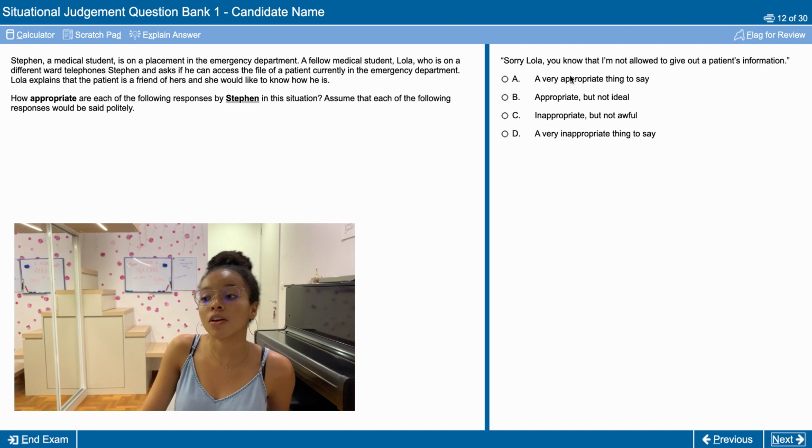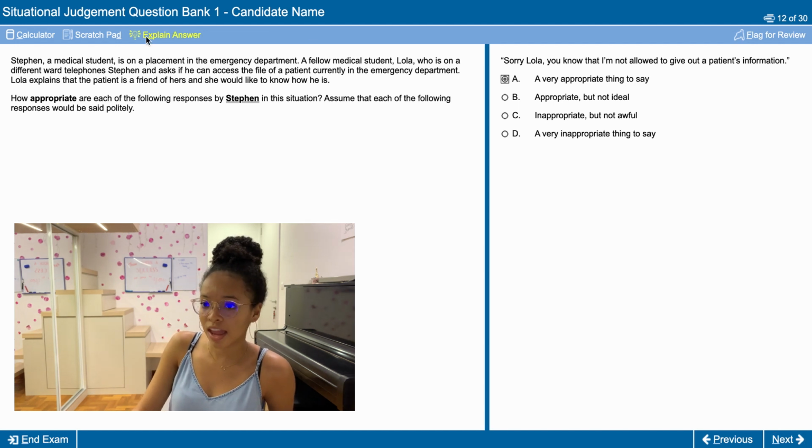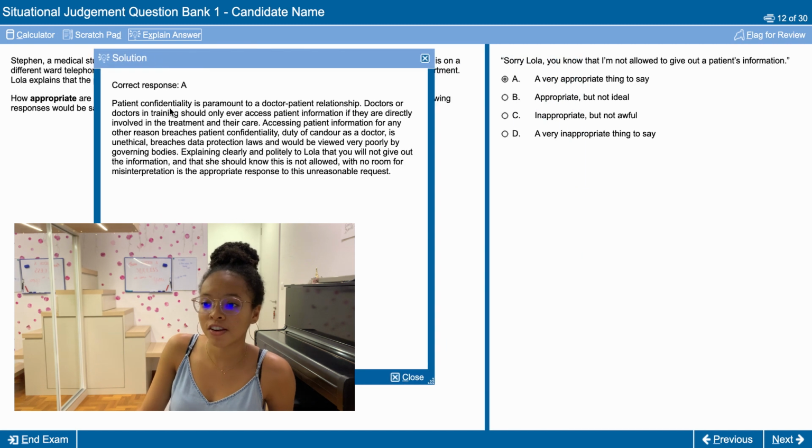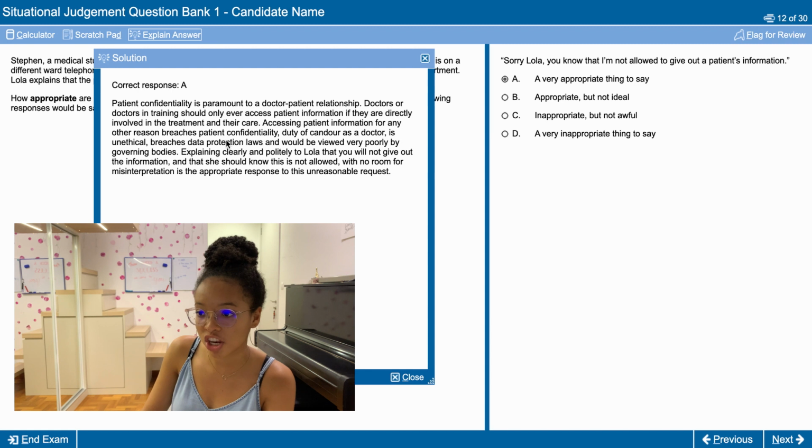And so by answering, "Sorry Lola, you know I'm not allowed to give out a patient's information," very politely, is a very, very appropriate thing to do, and that's what he should be doing. And the answer is A. Patient confidentiality is paramount to the doctor-patient relationship. Doctors in training should only ever access patient information if they are directly involved in the treatment and their care, etc., etc. Accessing patient information for any other reason breaches patient confidentiality.